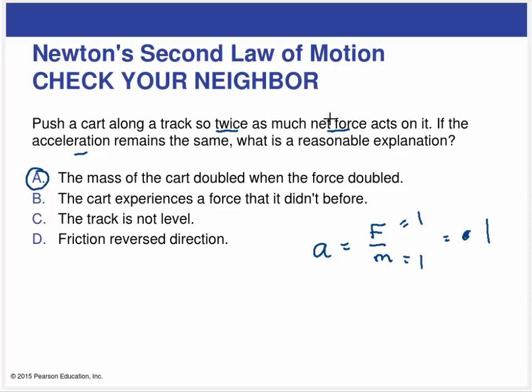And what I've been told is twice as much force is going to act on it, so this new force must be equal to 2. And I know the acceleration is going to be the same, so the acceleration is still going to be equal to 1. So what I'm left with is acceleration 1 is equal to force, which is now 2, divided by this new mass that we're looking for. Well, this mass obviously has to be 2, because 2 divided by 2 is equal to 1.